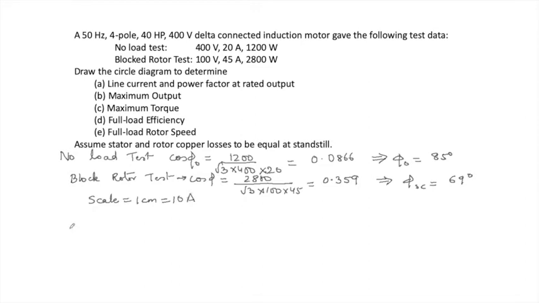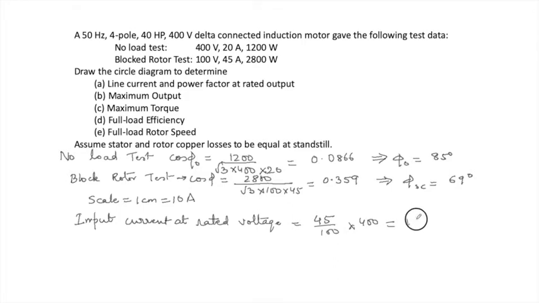Next we'll calculate the input current. Because the short circuit test is performed at the rated current, if the short circuit occurs at rated voltage, the input current at rated voltage will be equal to 45 divided by 100 into 400. This comes out to be 180 amperes. So the maximum current, that is the short circuit current at rated voltage, will be 180 amperes.